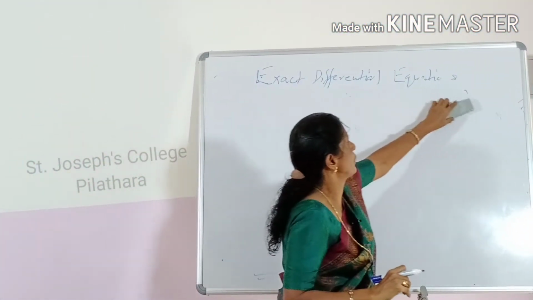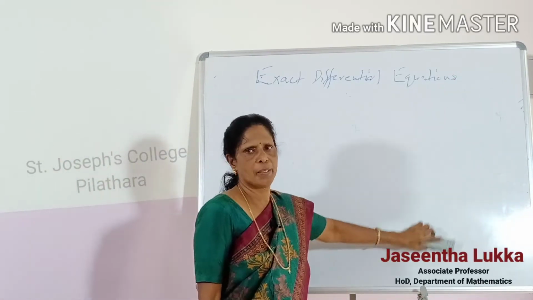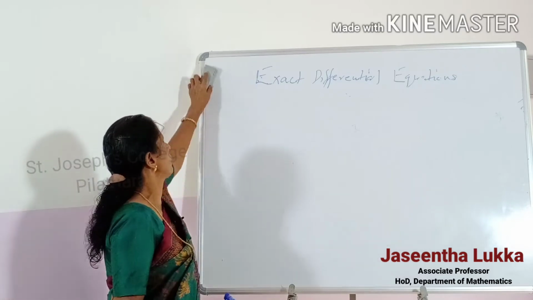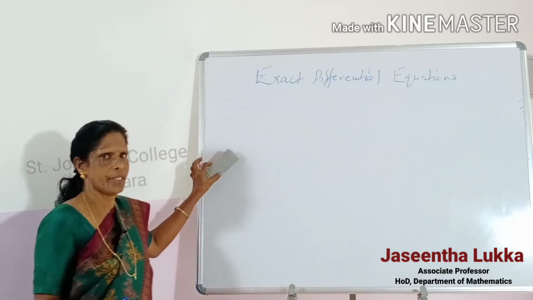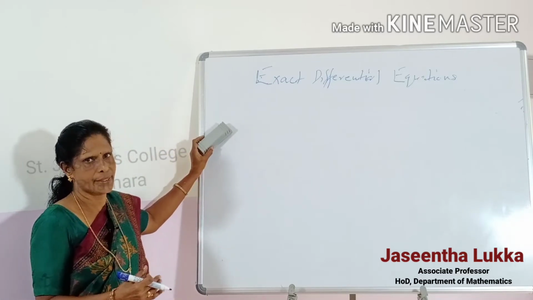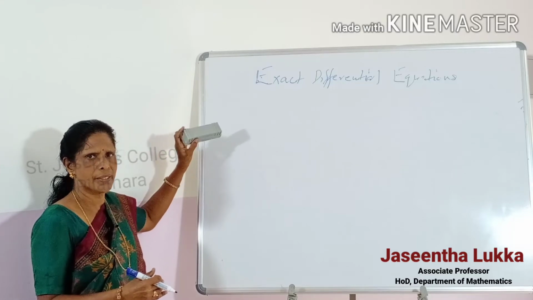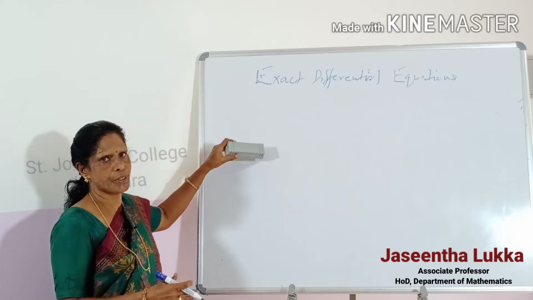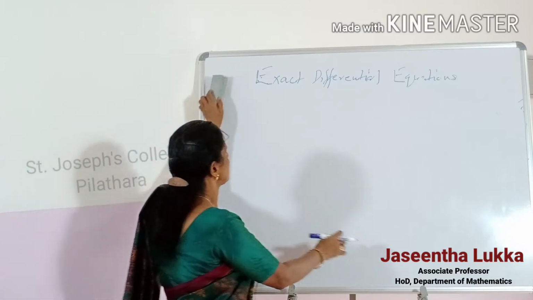We are discussing exact differential equations, but sometimes the given equation may not be exact but can be made exact by multiplying the given equation by some suitable function of x and y so as to get an exact equation. That is, if we multiply the given equation by a function of x and y, and the given equation reduces to an exact differential equation, then the function we multiplied is called an integrating factor.